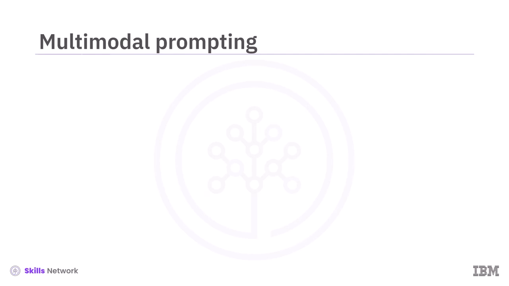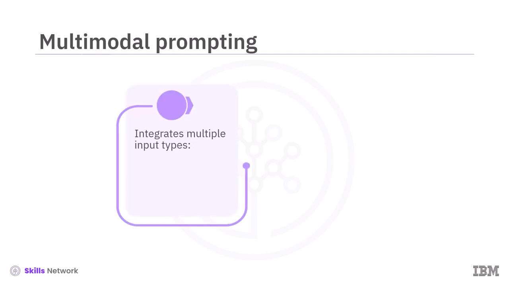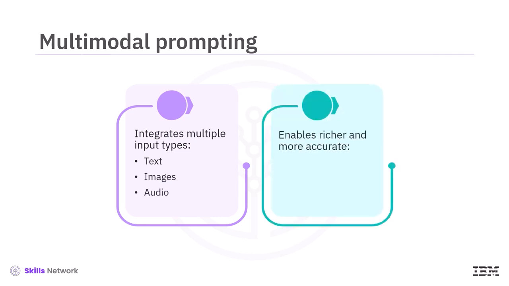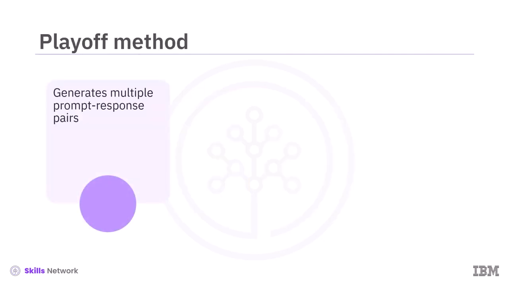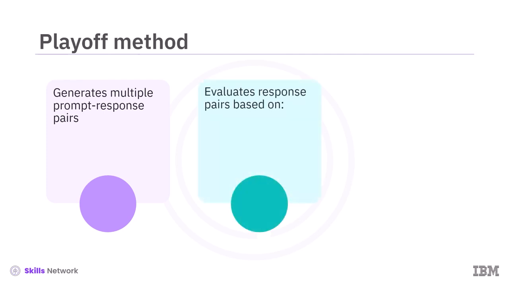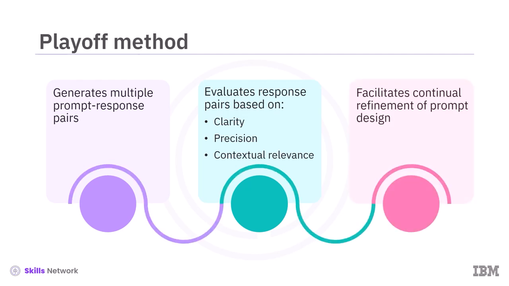Multimodal prompting extends the capabilities of generative AI by integrating multiple input types such as text, images, and audio, and enabling richer and more accurate understanding, interaction, and creativity across diverse scenarios. The playoff method involves generating multiple prompt response pairs and evaluating them based on criteria such as clarity, precision, and contextual relevance. This iterative approach facilitates continual refinement of prompt design.